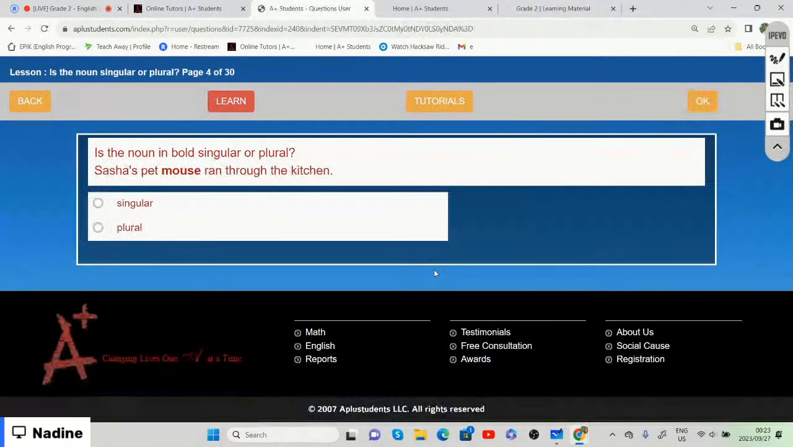Sasha's pet mouse ran through the kitchen. The mouse, is the mouse singular or plural? Mouse. Is it singular referring to one mouse or plural referring to more than one mouse?